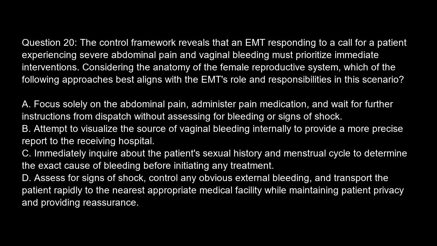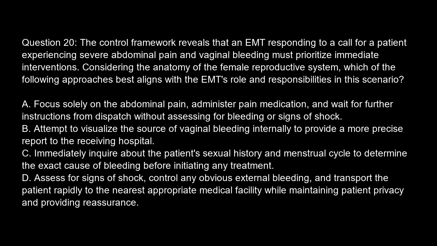Question 20. The control framework reveals that an EMT responding to a call for a patient experiencing severe abdominal pain and vaginal bleeding must prioritize immediate interventions. Considering the anatomy of the female reproductive system, which of the following approaches best aligns with the EMT's role and responsibilities in this scenario? Option A. Focus solely on the abdominal pain, administer pain medication, and wait for further instructions from dispatch without assessing for bleeding or signs of shock.